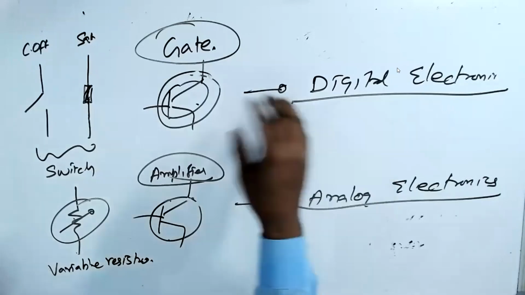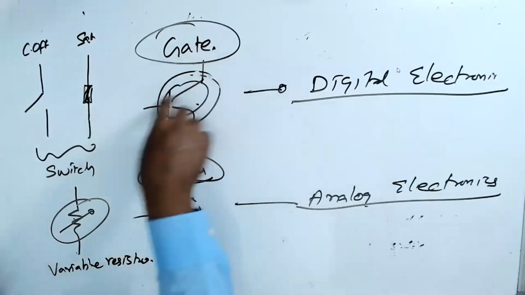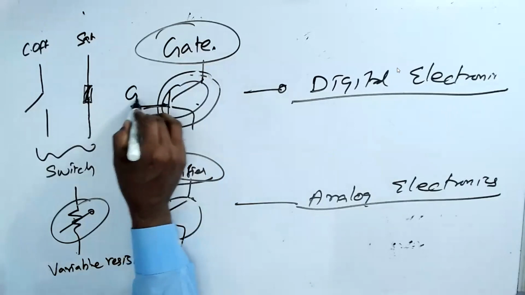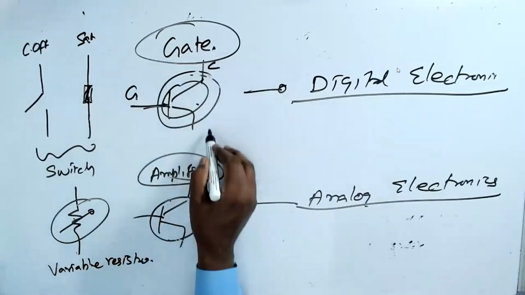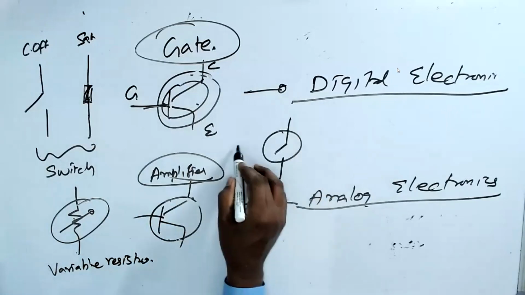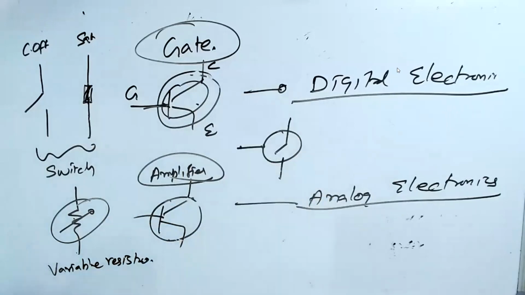So I can use the transistor as a switch. Please understand this. Don't get confused between the gate and the main circuit. Collector and emitter, this is the main circuit. We can draw it like this. Gate is only a control. Gate only controls.